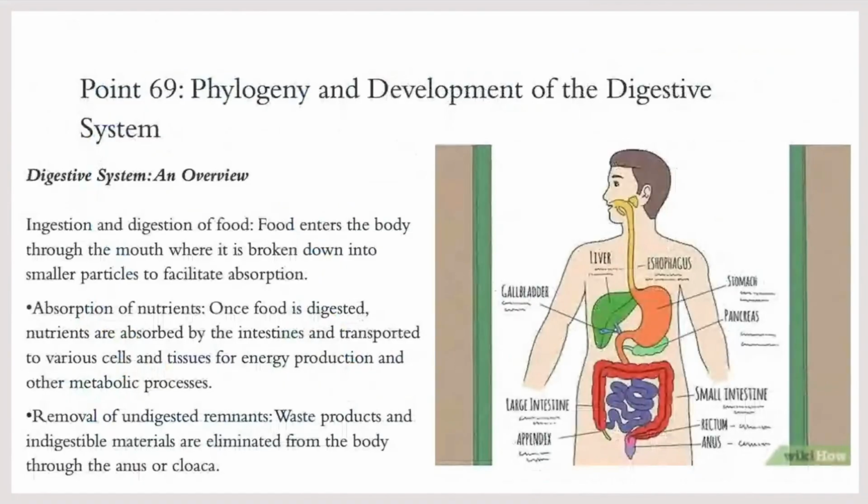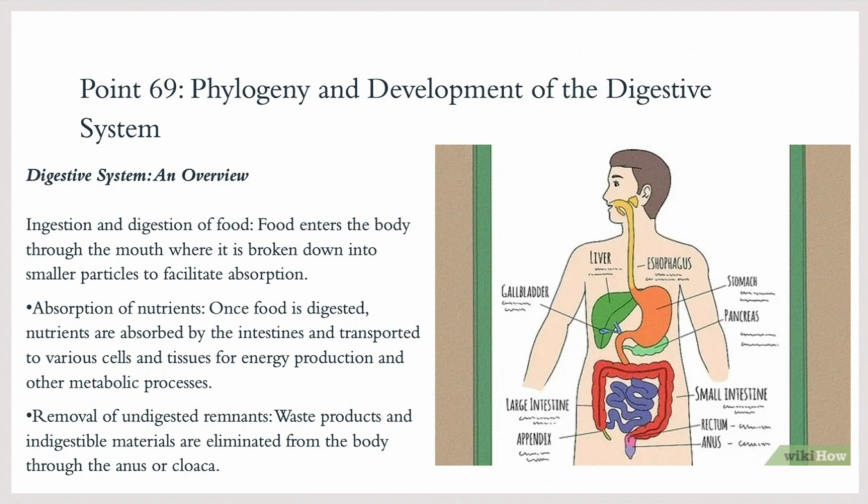Okay. All right, now we're going to talk about the phylogeny and the development of the digestive system. As I said before, we first start off with the overview of what each system is, what it's important for, what it does, etc. Of course, as you all know, the digestive system is important for us to ingest, so basically eat, and digest and break down our food.